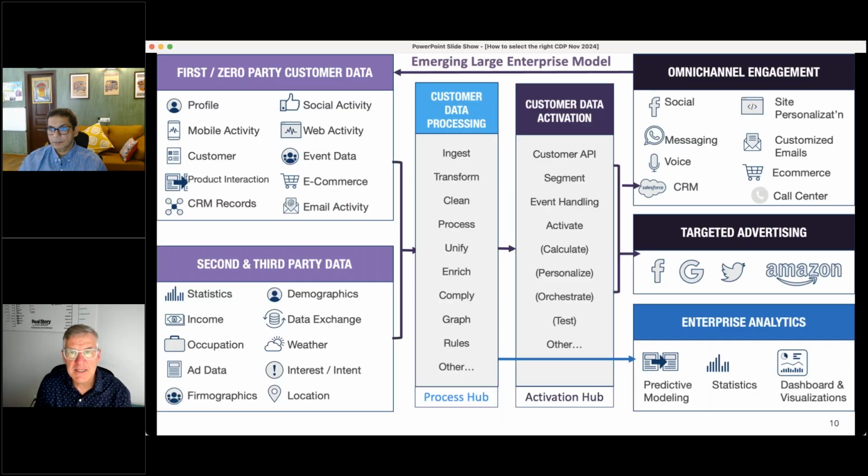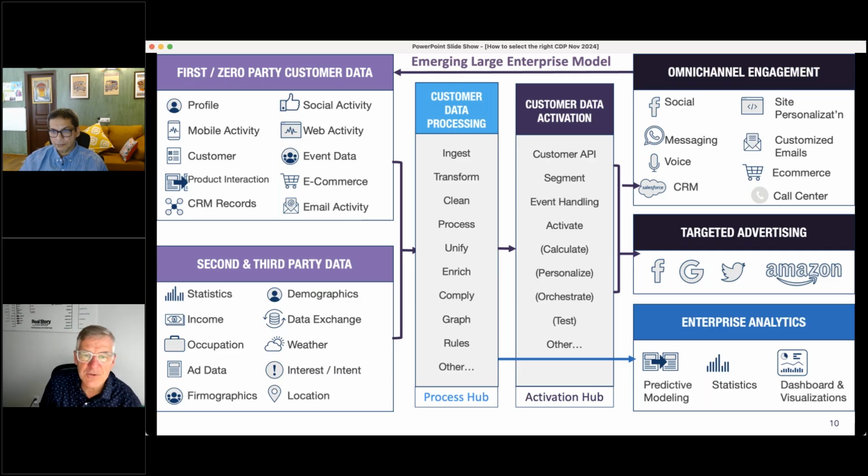So architecture is a really big deal here, particularly for those of you from larger enterprises. And it's so important to understand what exactly you're asking your CDP to do. Because in a simpler model, of course, you have all this customer data on the left, first and zero party, maybe second and third party data. It goes into this middle area, and then obviously you want it to inform omni-channel engagement, targeted advertising, and perhaps enterprise analytics. But what we understand now about this middle piece here, the two boxes in the middle, is that these are logically very different things.